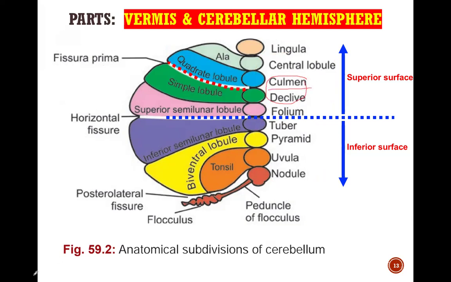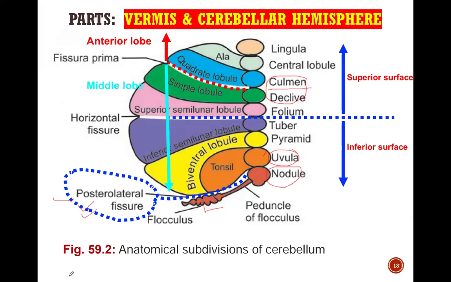And again, the posterolateral fissure is present in the flocculonodular lobe, between the uvula and nodule. That fissure is called the posterolateral fissure. Now, just in front of this primary fissure is the anterior lobe.